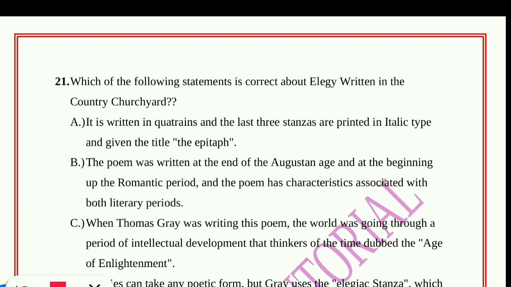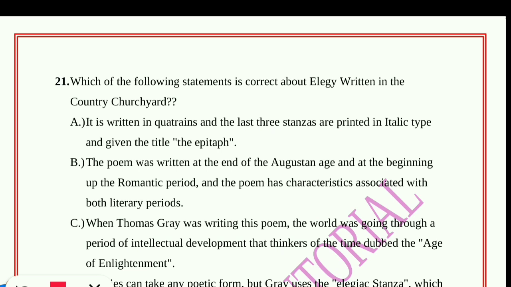Question number 21. Which of the following statements is correct about Elegy Written in a Country Churchyard? Your first statement is, it is written in quatrains and the last three stanzas are printed in italic type and given the title the epitaph.